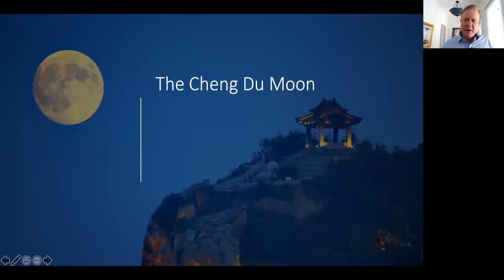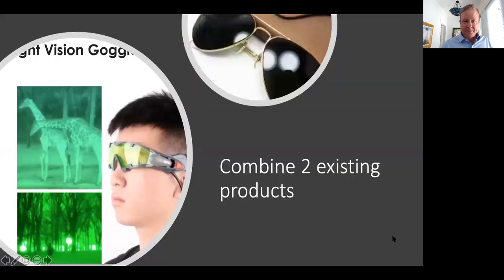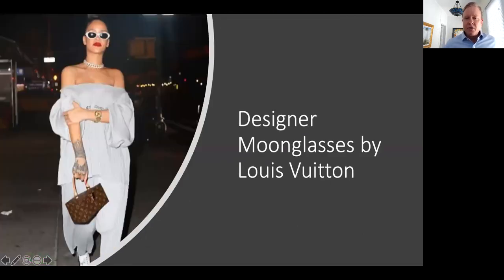Another idea to consider, remember from our last lesson, we looked at the Chengdu moon. We're trying to light up the streets at night in Chengdu, but we don't want to have the satellite. We actually haven't even looked at the satellite, but what could we do that would be completely different that would solve the issue? Well, what about combining two existing products? So night vision goggles, this is what some students of mine did in China. They took night vision goggles and sunglasses, and they combined them into designer moon glasses by Louis Vuitton. So you don't even need the satellite. You don't need the disco ball in the air. All you have to do is just wear some moon glasses. So this is the kind of creativity that you can have.